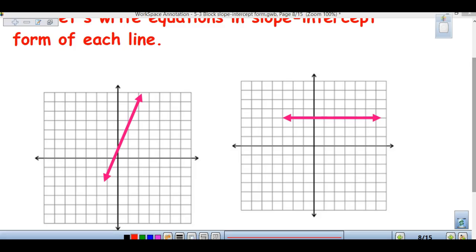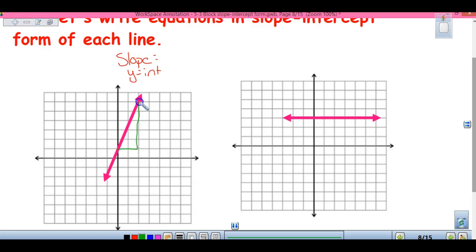All right. In order to have slope-intercept form of a line, what two pieces of information do we need? We need slope, okay, and we need the y-intercept. Okay, so we can get both of those things from a graph, right? How am I going to be able to find my slope? Rise over run. So let's make our triangle.